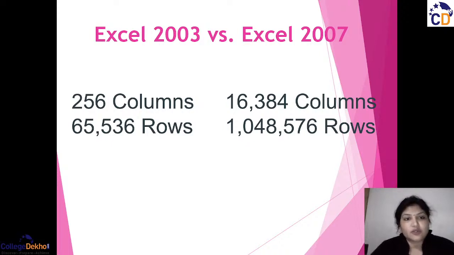And in columns also, earlier we had hundreds, now we have thousands. That is 16,384. So this is how it has improved with the particular version, with the particular edition.